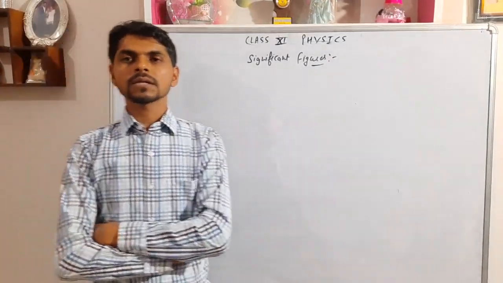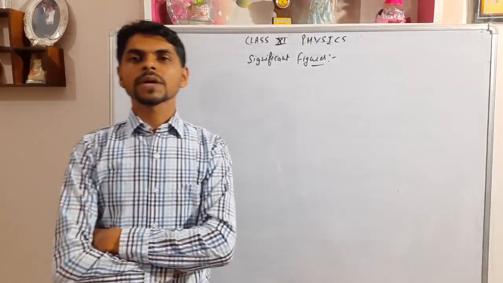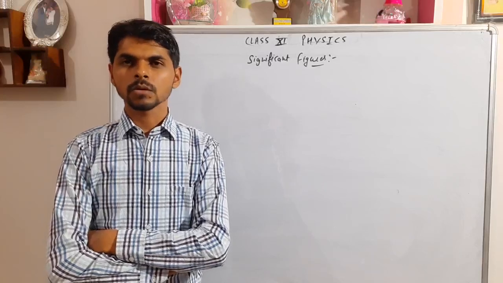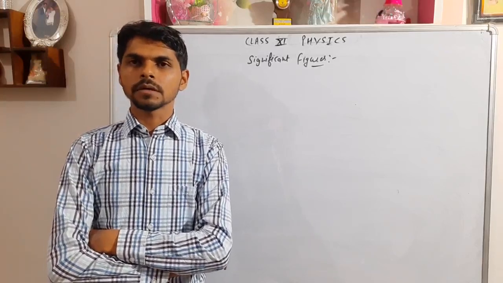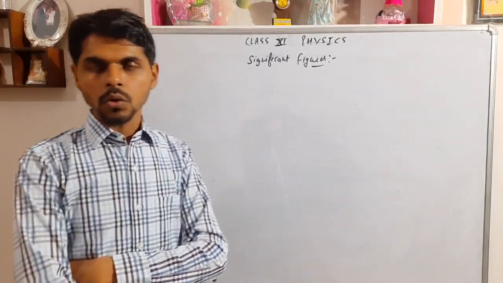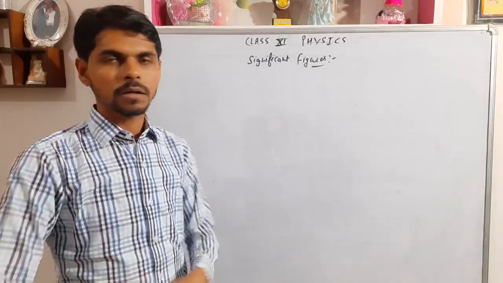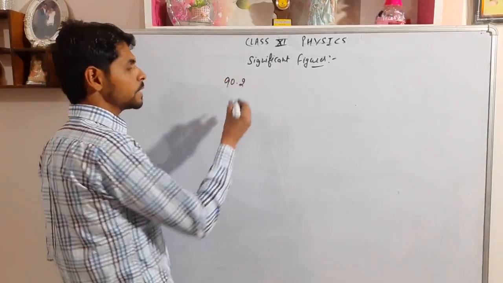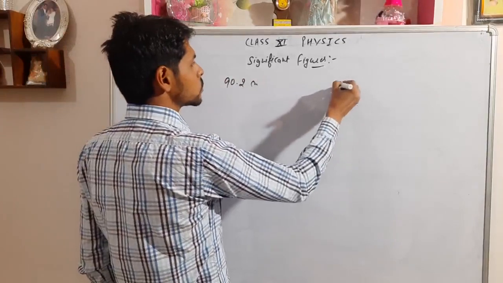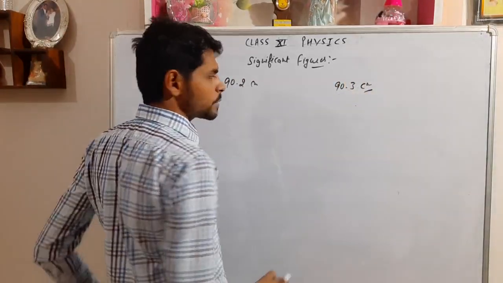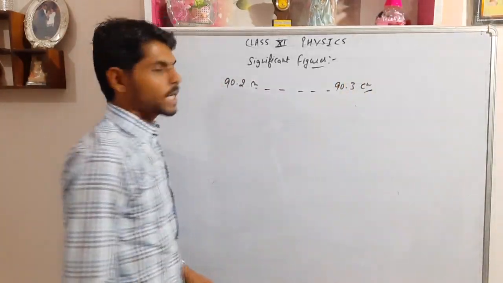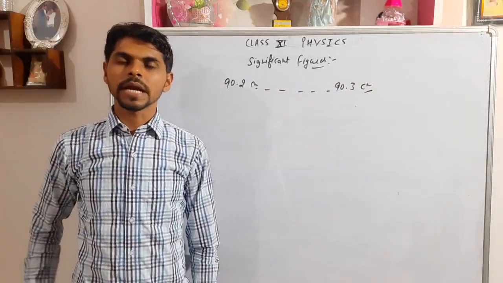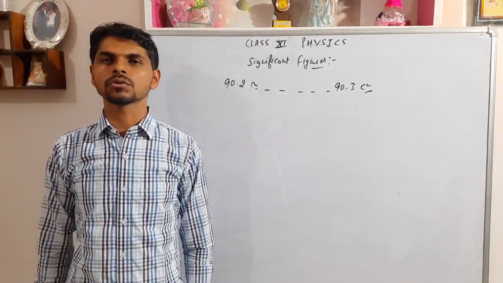So our next topic for today is significant figures. So what are significant figures? Suppose you have a measurement. For example, if you are measuring the length of a table and you found that the length of the table may be between 90.2 centimeter and 90.3 centimeter. It means the length of the table lies between 90.2 and 90.3 centimeter.